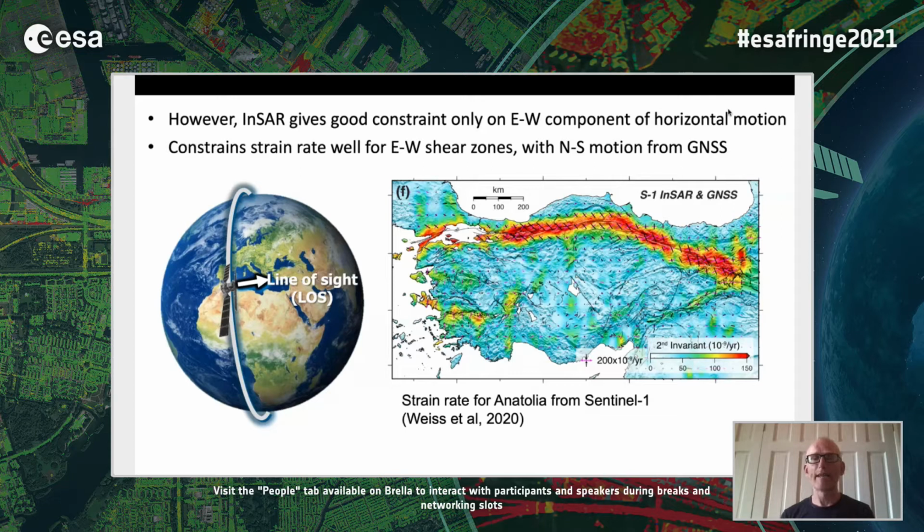And that's nicely demonstrated for Anatolia, where you can see the strain localization on the North Anatolian fault shows up really well, and also towards the southeast there you can see localization on the East Anatolian fault as well. So for some regions this already works really nicely.